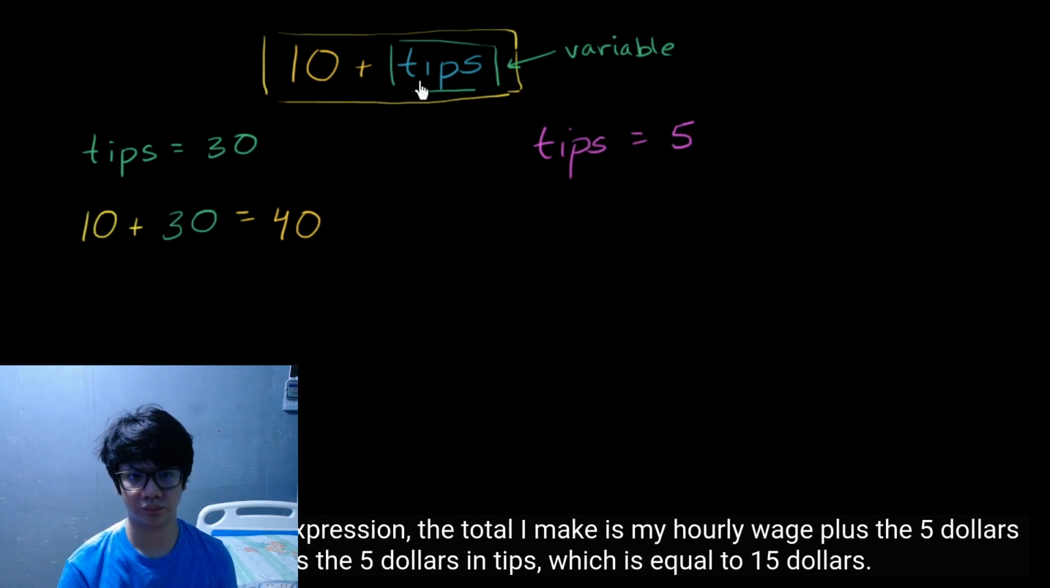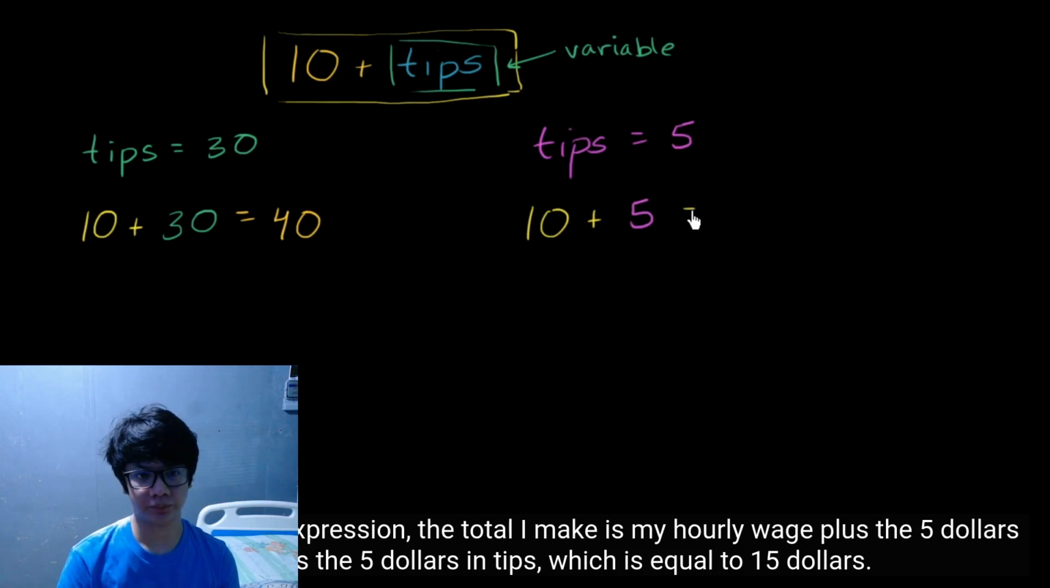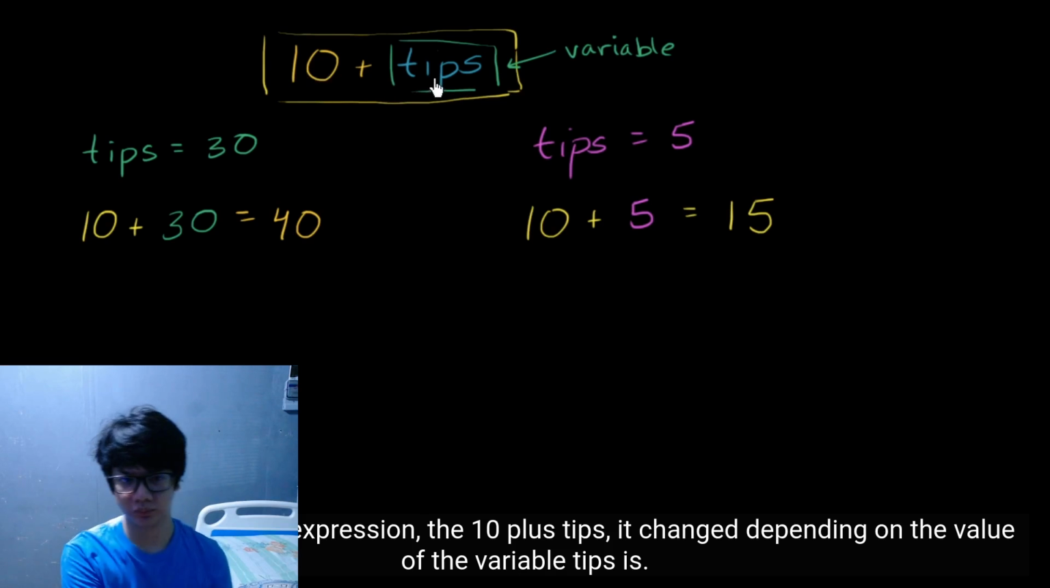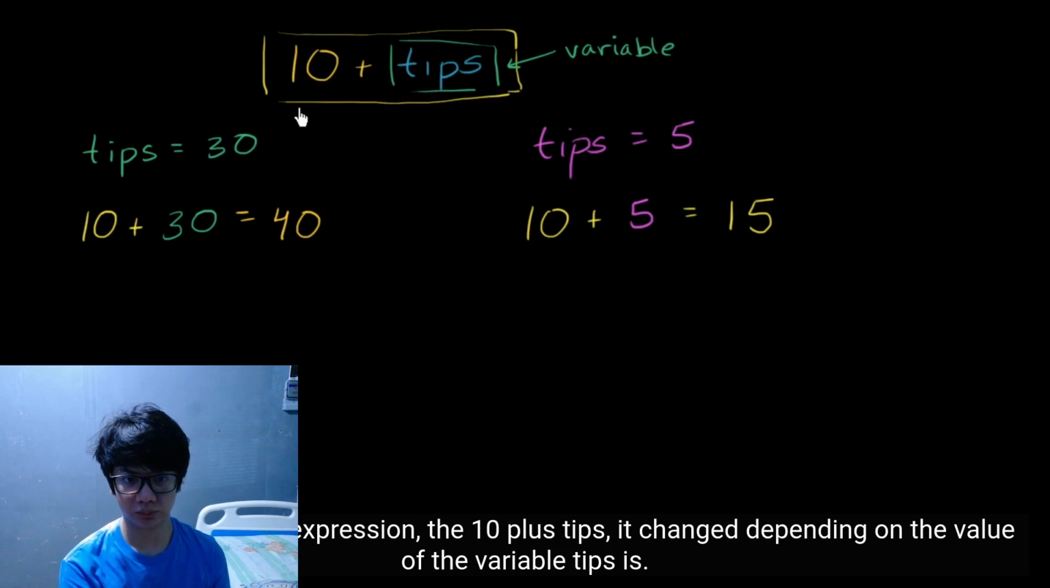Now I go back to this expression. The total I make is my hourly wage plus the $5 in tips, which is equal to $15. As you see, this entire expression, the 10 plus tips, changed depending on what the value of the variable tips is.